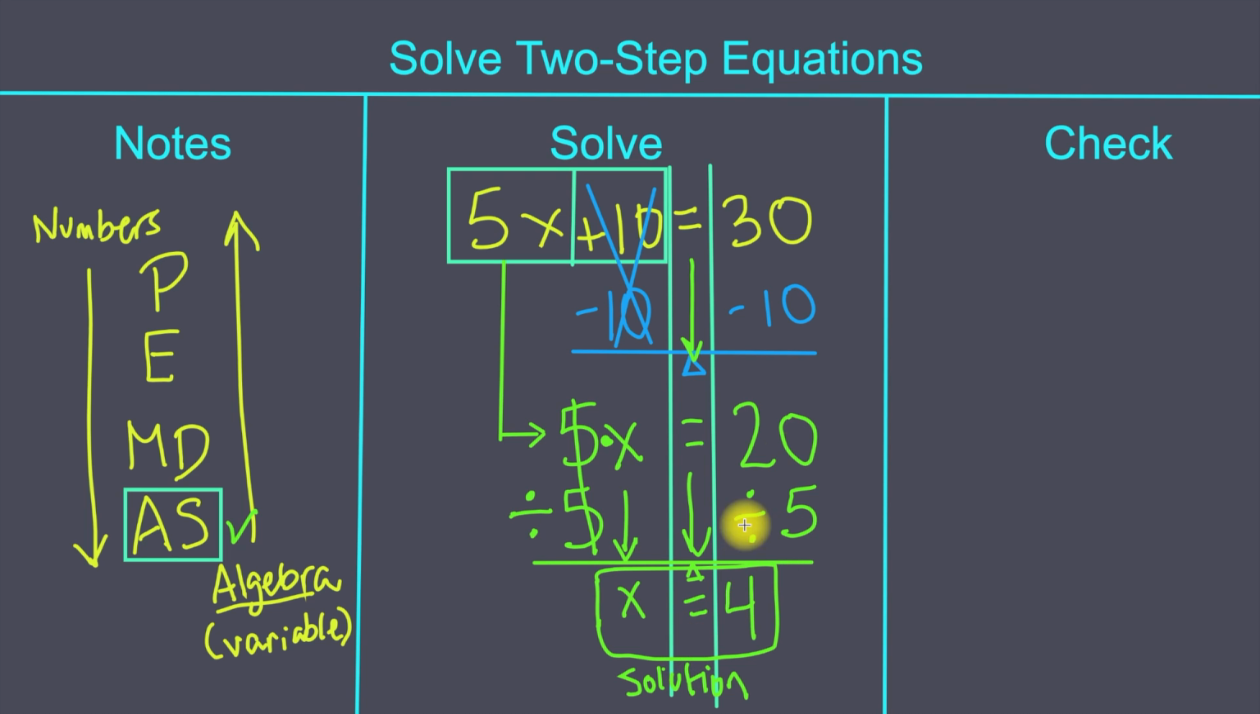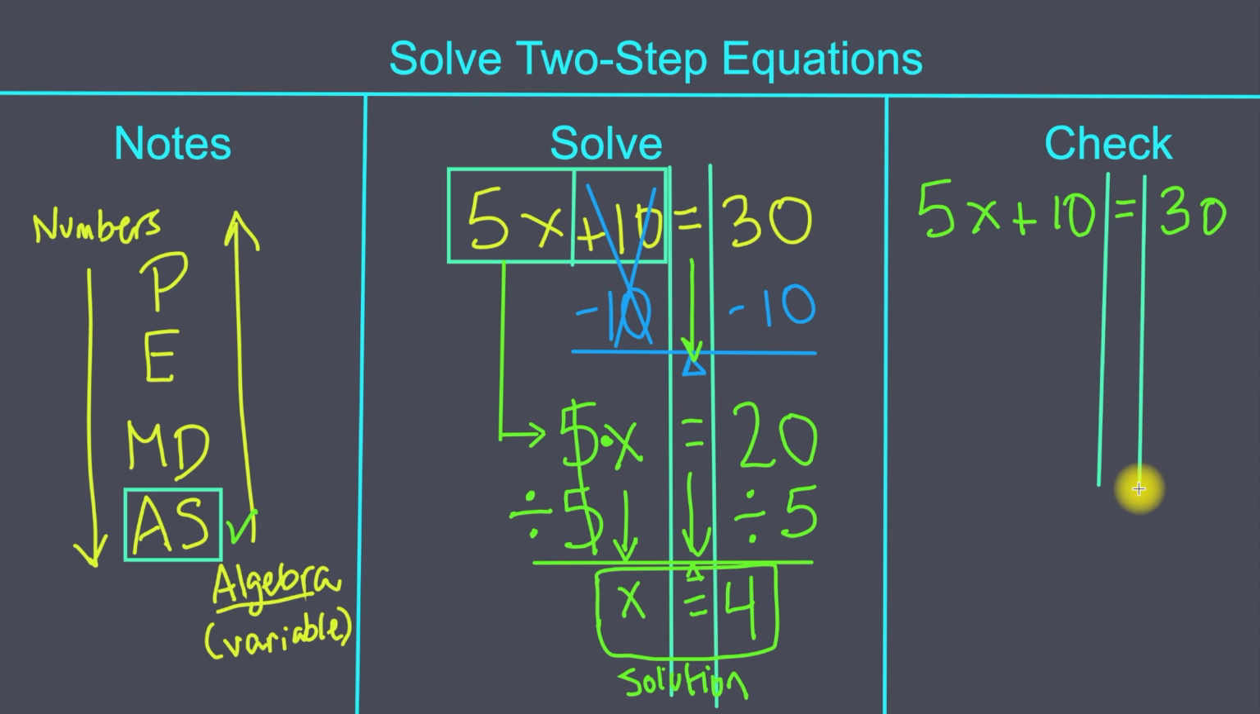And the last thing we have to do is check. And checks always start the same exact way as equations do. So we have 5x plus 10 equals 30, so I'll write that here. And the goal is to make sure that the left side of the equation and the right side of the equation are the same value. So what I'm going to do is drop down bars around my equal sign. I'll put a line here. And I'll put a line here. And then remember that we said our solution is x equals 4.